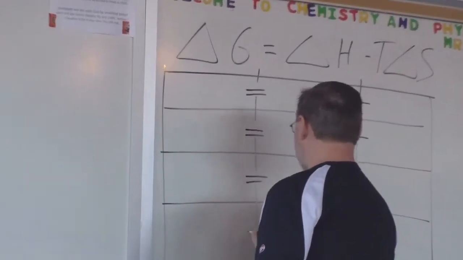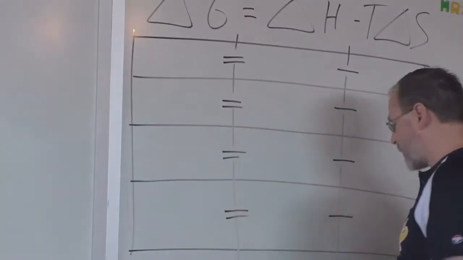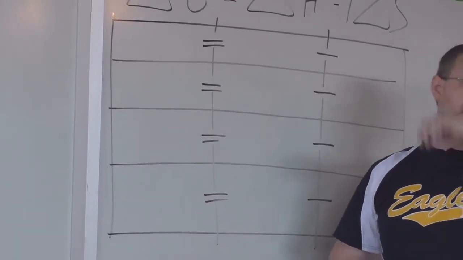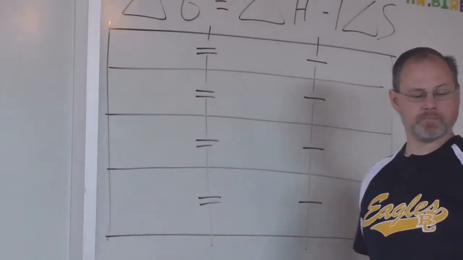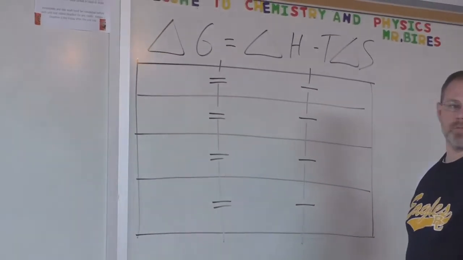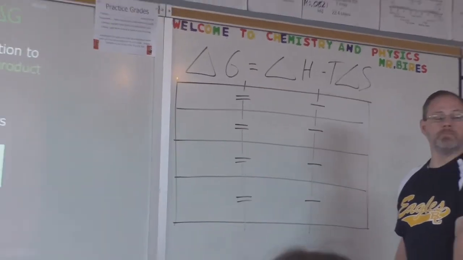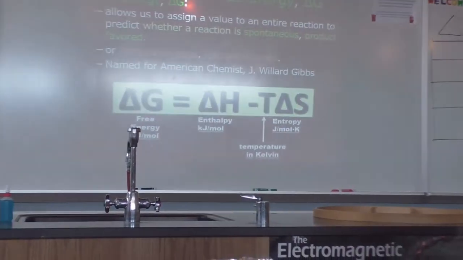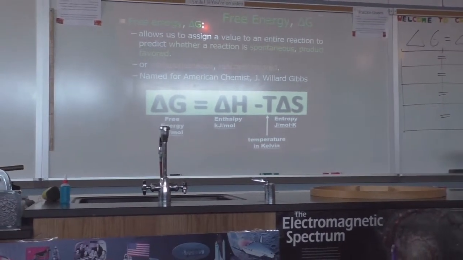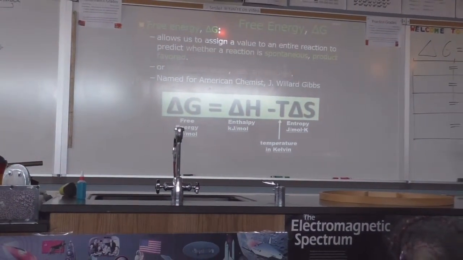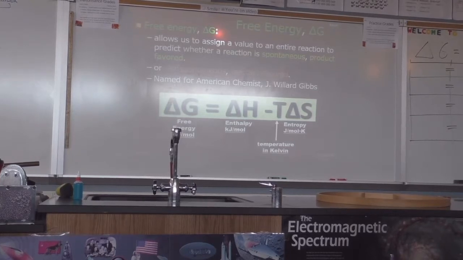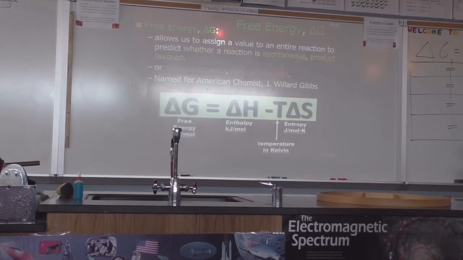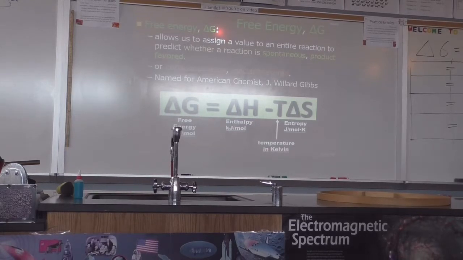So if you guys wouldn't mind, copy this table down because it's going to be very, very valuable. It's also what we're going to use in tomorrow's lab. We're going to do an exothermic process and an endothermic process and compare their enthalpy, entropy, and free energy changes. Basically, we're going to do the same reactions that you've seen in videos, but we're actually going to do them in front of you, so you'll be able to do it yourself.